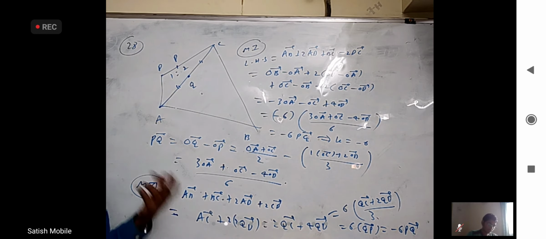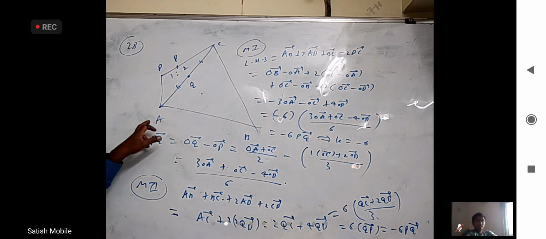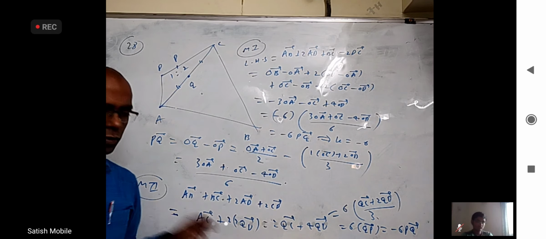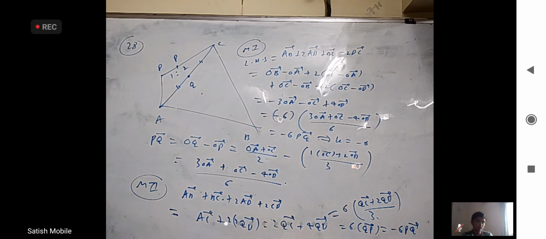AB plus BC is obviously AC. You don't need a figure if you want. AB plus BC according to triangle law is AC bar. That's done. From here to here, what I have done is that, forget about all this.